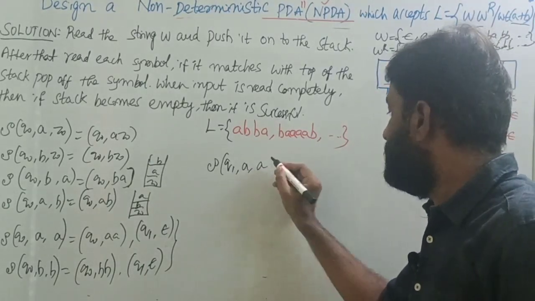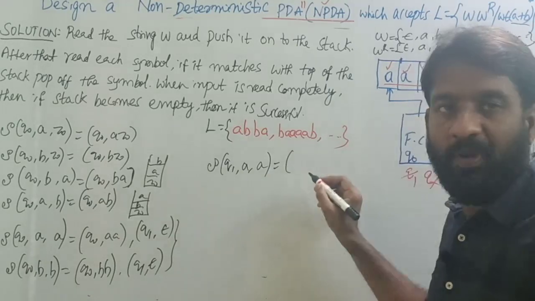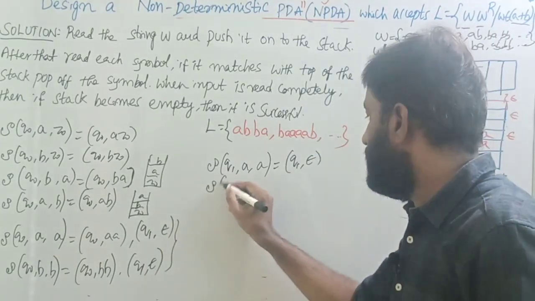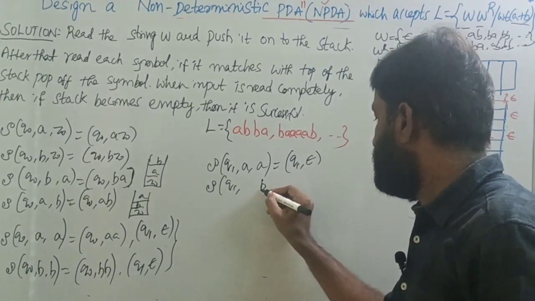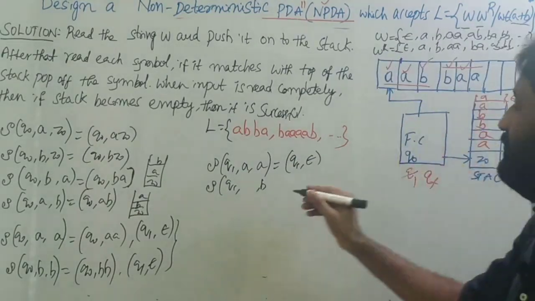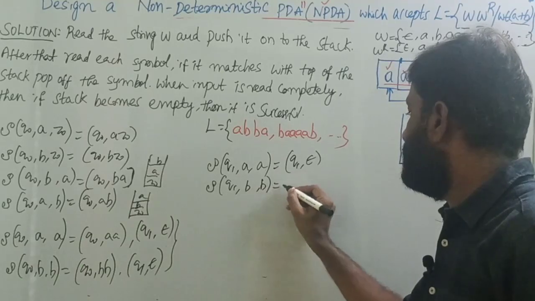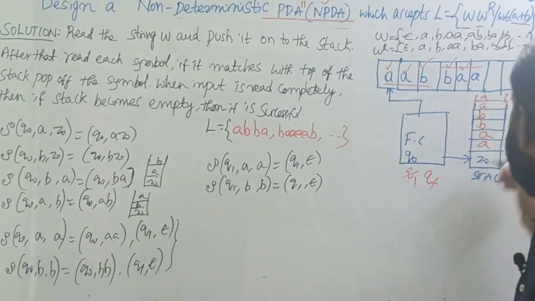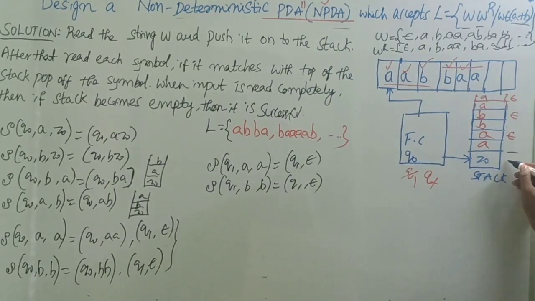And the next input symbol is A. So we are going to do the pop operation, remaining on the same state: Q1 comma epsilon. Similarly, transition of Q1, if the top of the stack is B and the next input symbol is B, so doing the pop operation, that is equal to Q1 comma epsilon. After doing the pop operation, let's assume that the stack contains only Z0.